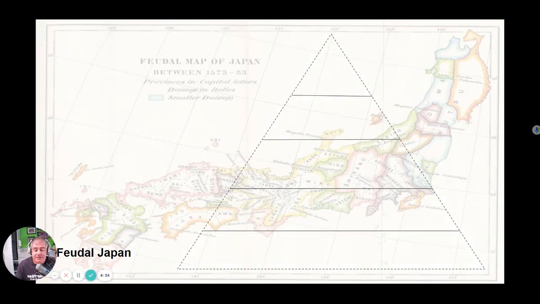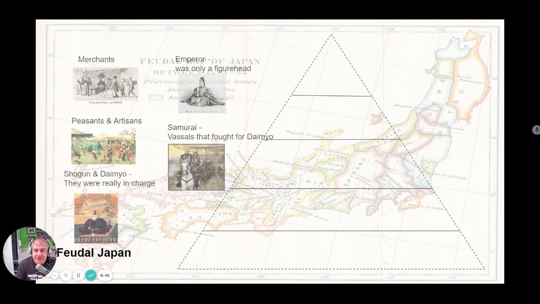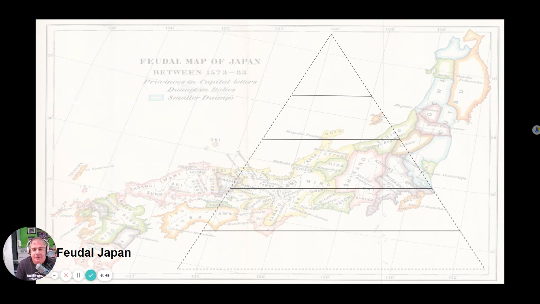Let's look at the feudal system. It's going to look a lot similar to the feudal system that we talked about in Europe. It is shaped still like a pyramid. We have merchants, peasants, and artisans, shogun and daimyo, emperor, and the samurai. And let's see how they all fit.